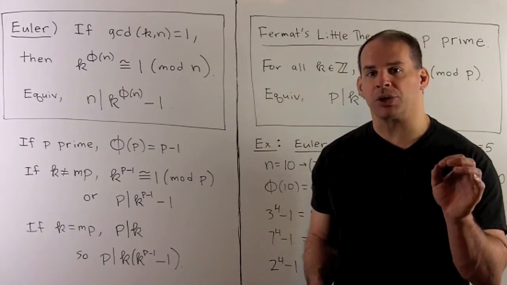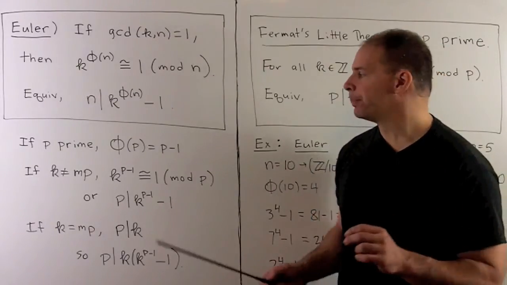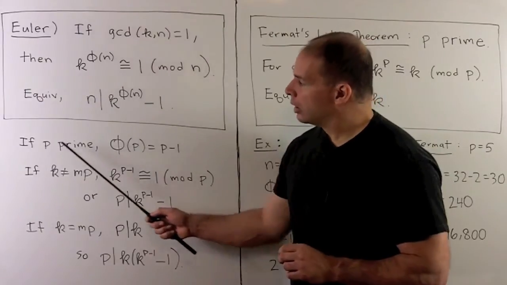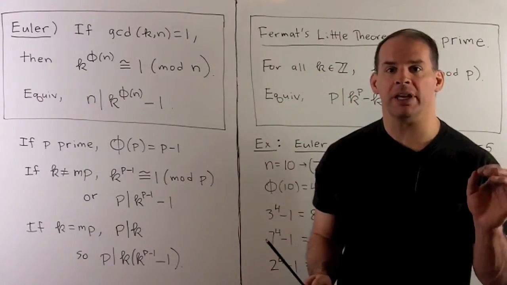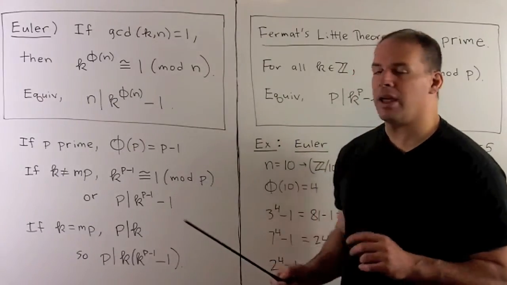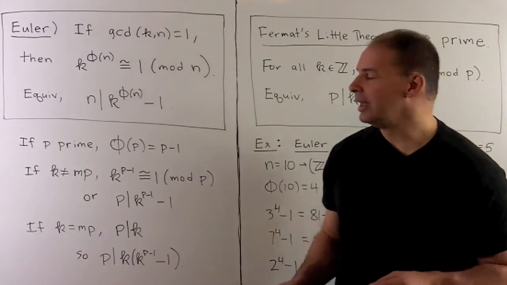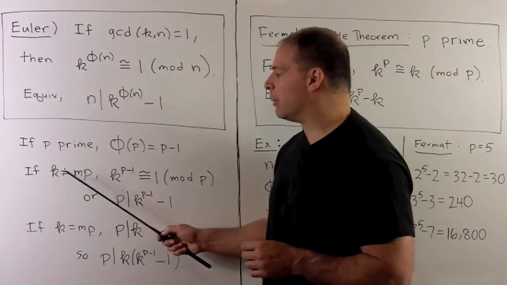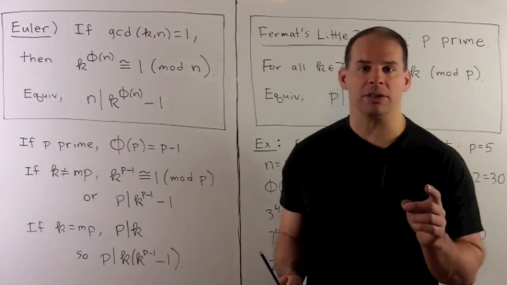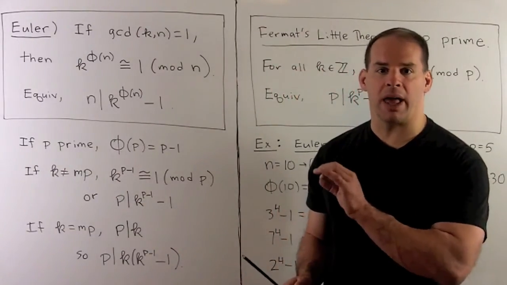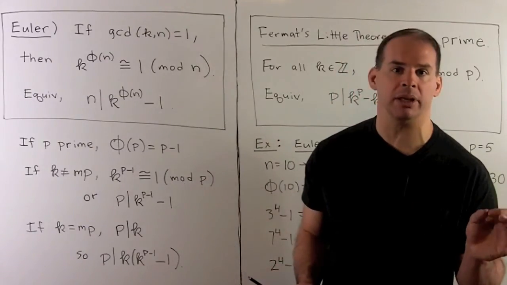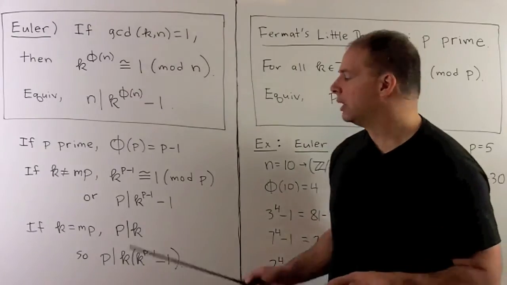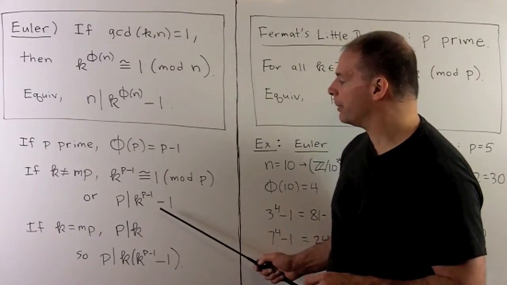If we consider the special case where n is a prime p, the only divisors of p are 1 and p, so the totient function of p is p minus 1. And then we have two cases. If k is not a multiple of p, then k and p are relatively prime, and Euler's result applies. So we have that k to the p minus 1 is congruent to 1 mod p, or p divides k to the p minus 1 minus 1.